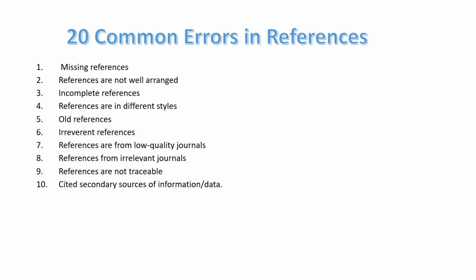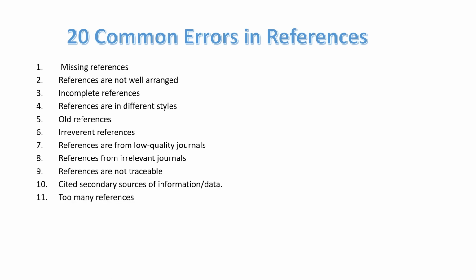Cite secondary source of references. When you are citing some data or percentage and you are taking the data from a secondary source and you are not giving the reference of the primary source, this is also not a good indication, as it shows that you have not properly reviewed the literature.